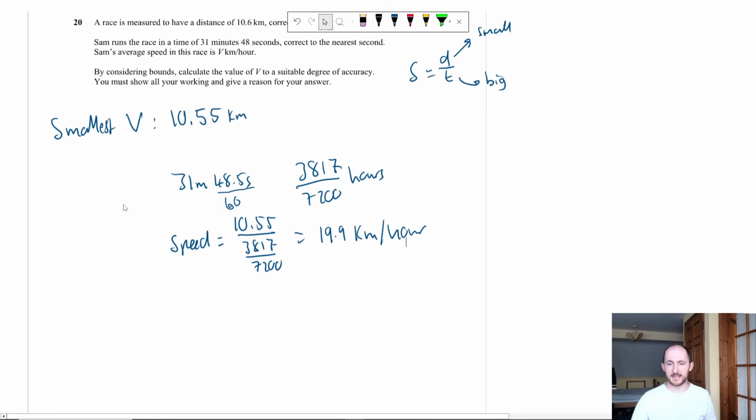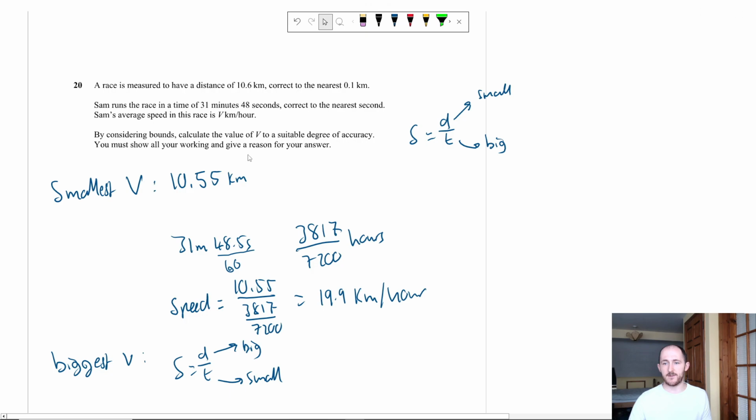Now for the biggest value possible, and it says to a suitable degree of accuracy, by the way. So anyways, biggest value. What we want is the biggest part of D, and we want this to be smallest. Now the reason why is because for us to get the biggest speed, right, think about it. This number on the top has to be as big as possible. This number on the bottom has to be as small as possible, okay? So let's do it. The biggest distance would be 10.65, right?